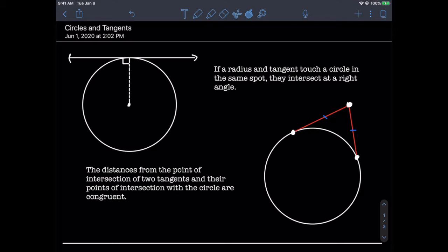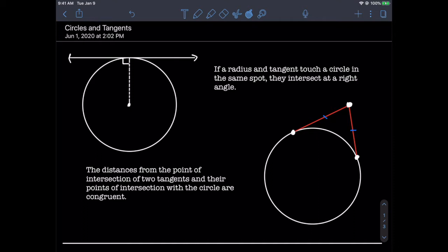Anyway, there are two main relationships that we care about between circles and tangents, and you can see them both here on the screen. The first has to do with radii. See, if a radius of a circle touches in the same place that a tangent touches a circle, then the two things are going to intersect at a right angle. In other words, tangent lines and radii can only intersect at 90-degree angles. That's very useful information. We're going to be calling on that in just a little bit.